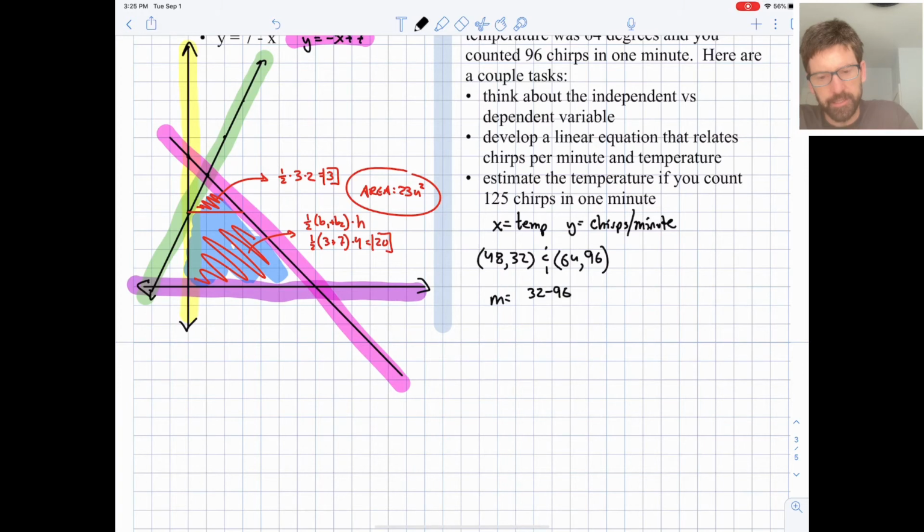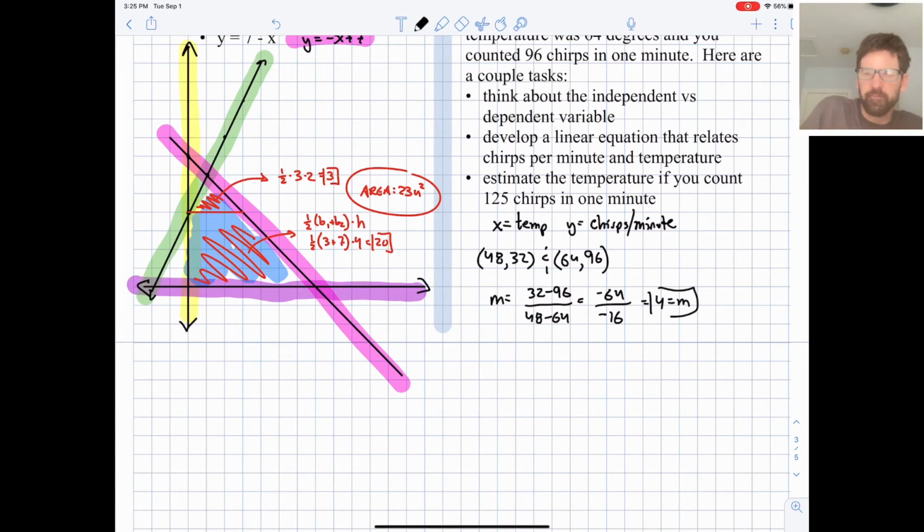32 minus 96 over 48 minus 64. So it's a negative 64 up top and a negative 16 down below. So that has a quotient of 4. So our slope is 4. Think about what that means. That means every increase in temperature by 1 degree, the chirps per minute increase by 4.